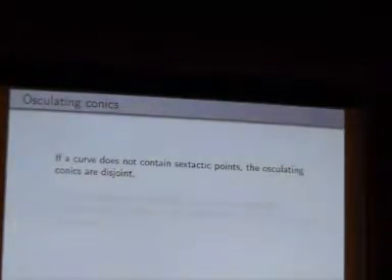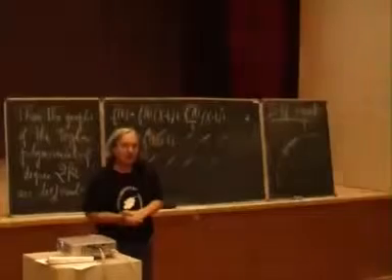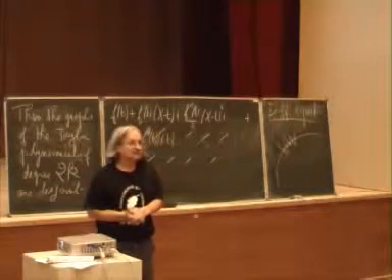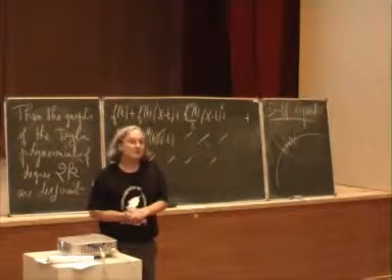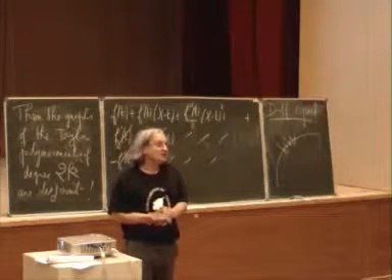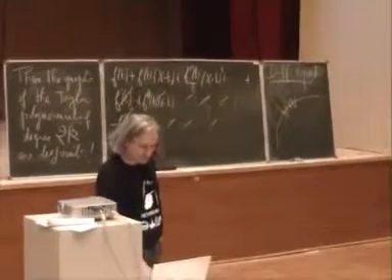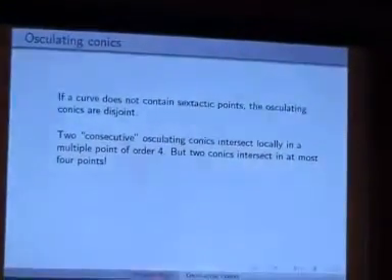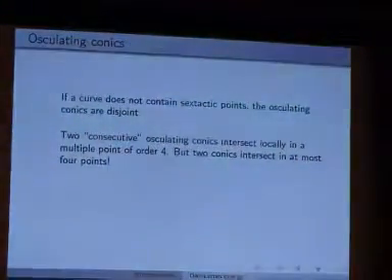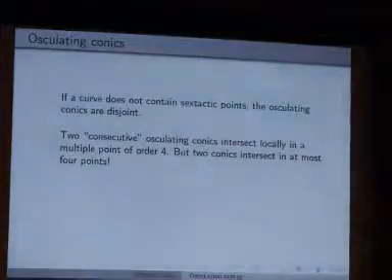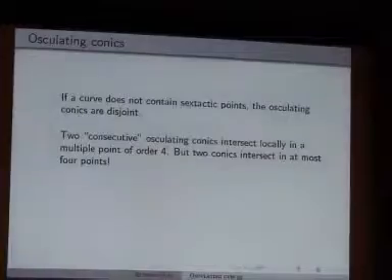If a curve does not contain sextactic points, so if the curve is generic, then the osculating conics are disjoint, just like the osculating circles. How do we prove that? Well, if you take 2 consecutive osculating conics, locally they intersect in a point of order 4. But 2 conics intersect in at most 4 points, so they don't intersect at all.